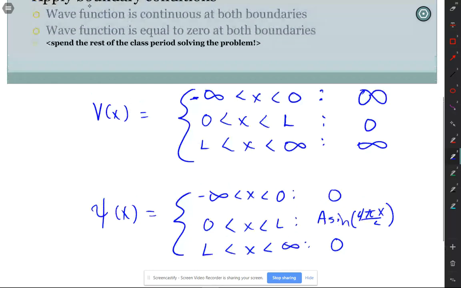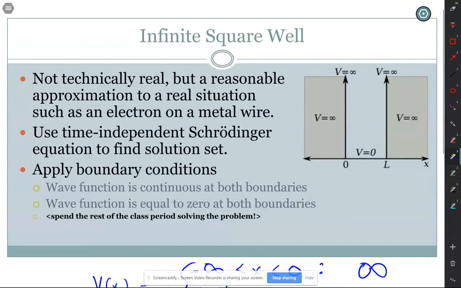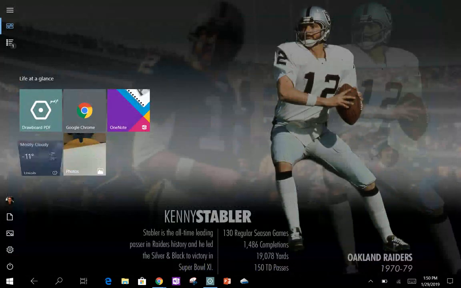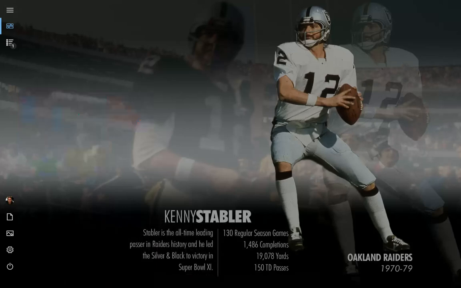Notice, spend the rest of the class period solving the problem? How about we spend next class period solving the problem? Oh, I hate it when I do that. I had the button right here to stop.